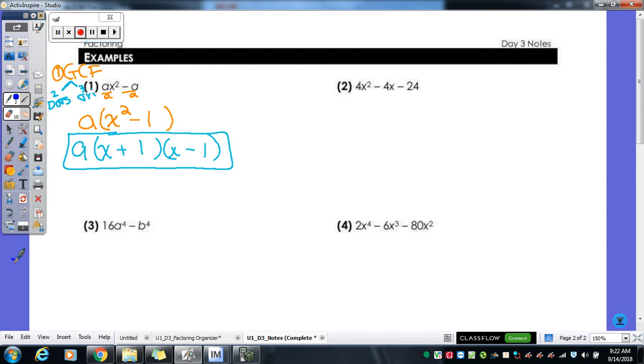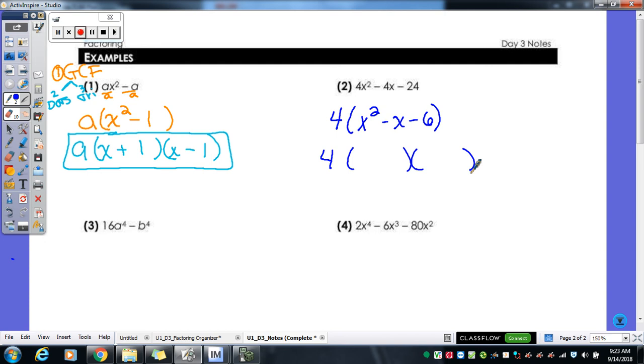Do we have a GCF? Yes. What is it? 4. We have x squared minus x minus 6. So we got 3 terms there. So that means we're going to do trinomial next. Or at least we're going to try trinomial. Sometimes it doesn't work out.